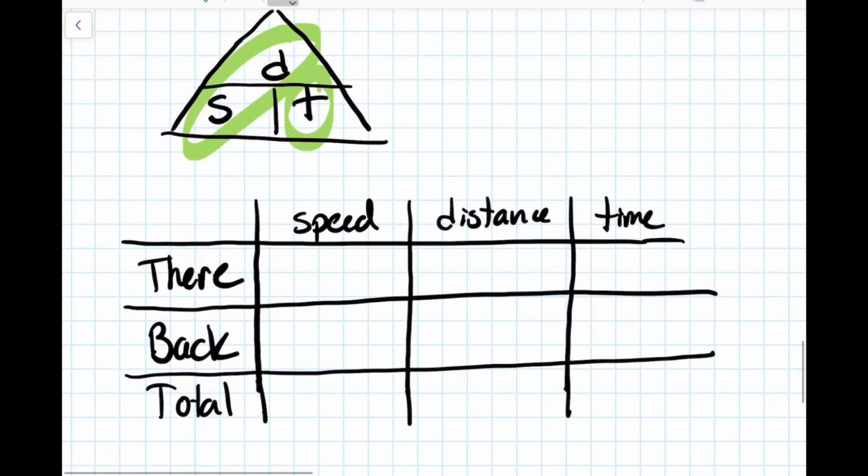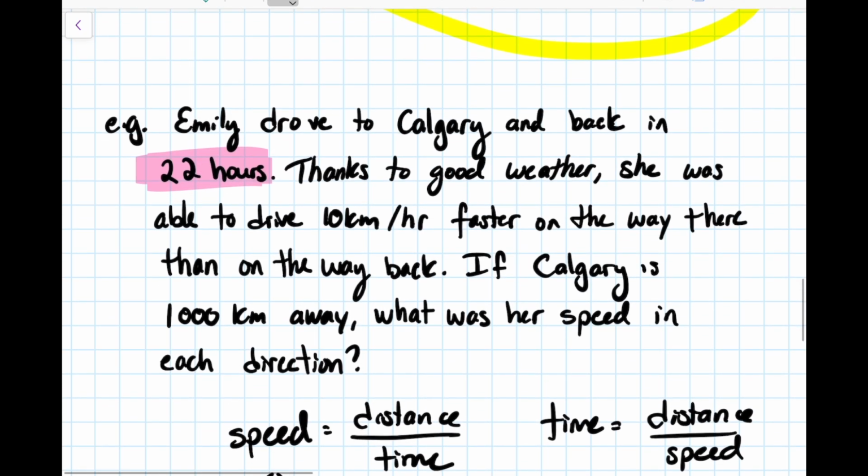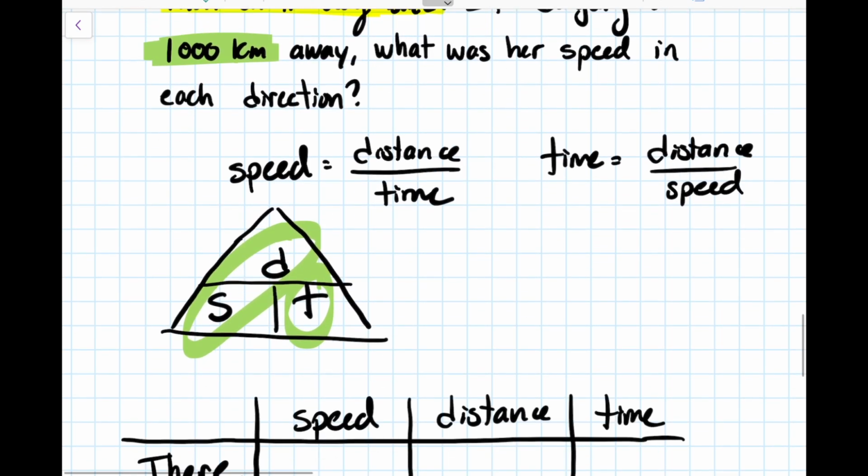All right, so let's start filling in what we know. So going back up here, like we've already said, we've got 22 hours. We're also told that Calgary is 1,000 kilometers away, so that's also pretty helpful. And we're told that thanks to the good weather, she was able to drive 10 kilometers per hour faster on the way there than on the way back. So all of that is going to be pretty helpful to us. So let's start filling some stuff in.